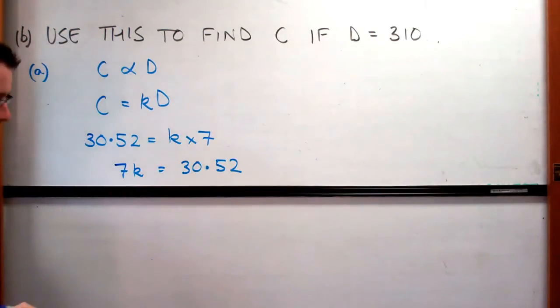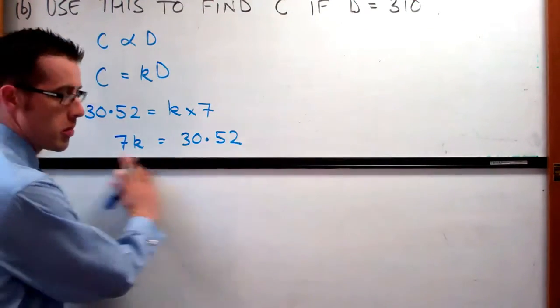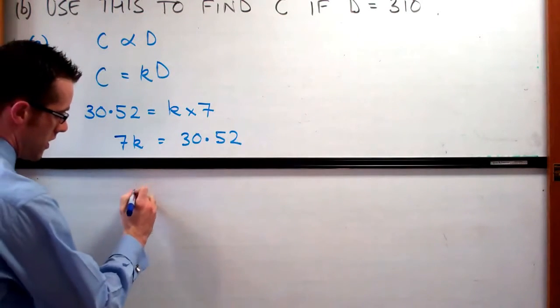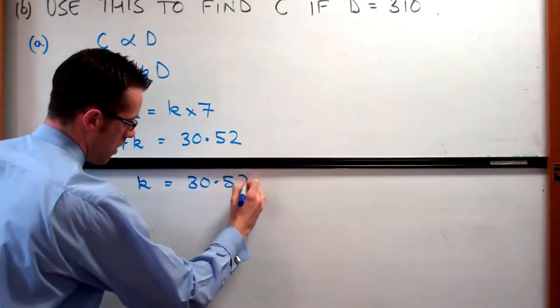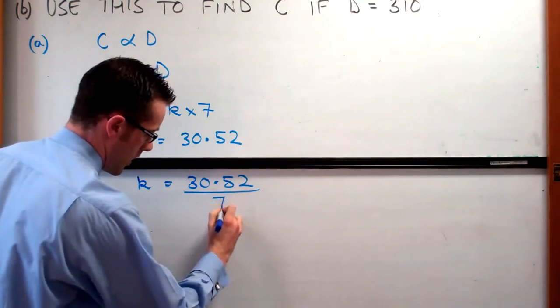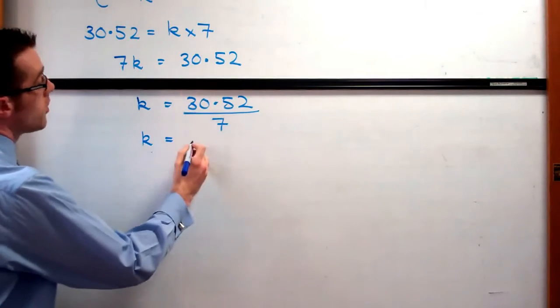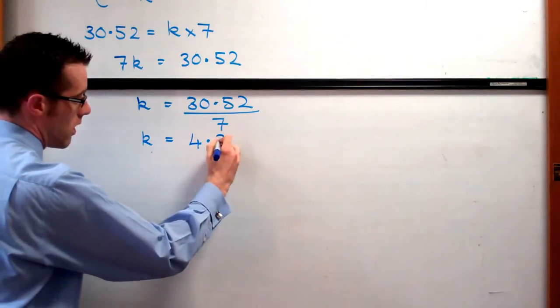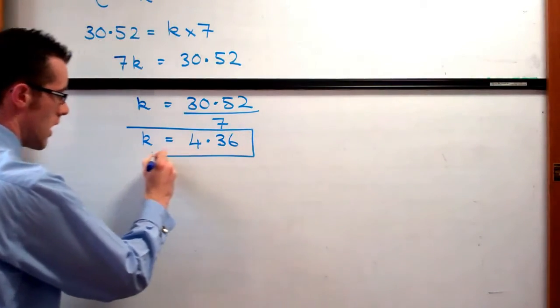equals £30.52. So we know from our algebra knowledge, all we need to do now, excuse the black line in the middle, is divide by 7. So K equals £30.52 divided by 7. So that means our value for K is 4.36. Okay, so where does that leave us then?